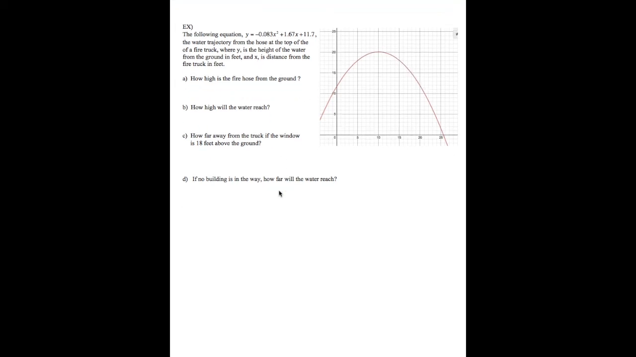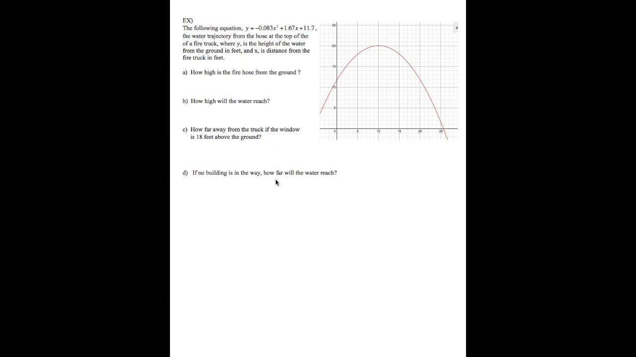All right, last but not least, if there was no building in the way, how far will the water reach from the truck? Well, I look at where it crosses the x-axis because my truck tire would be down here, right? On the x-axis. This is why the roots are important. The root tells you when it hits the ground level. Had this been a rocket, had this been a soccer ball being kicked off a roof, a football being kicked out of the hands, all those type of questions that follow this type of pattern.